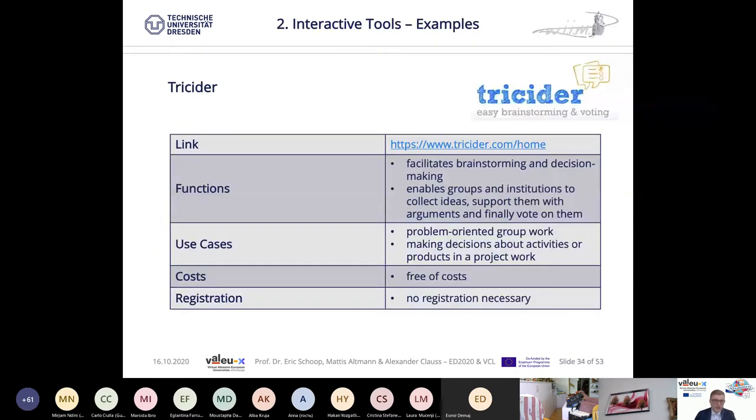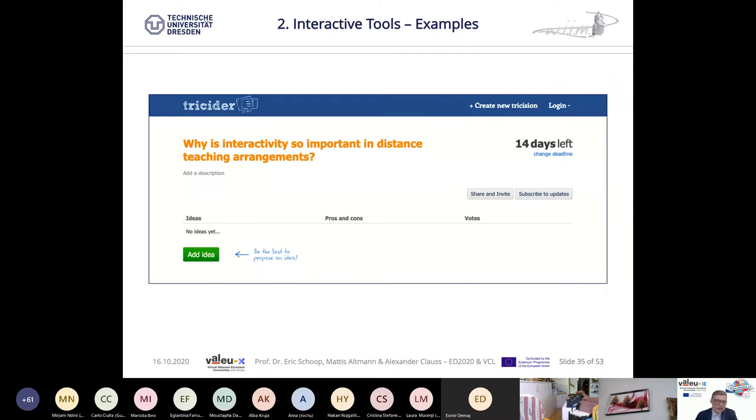The first tool I want to present you is Tricider. So Tricider is a really, really easy tool. We would recommend Tricider to facilitate brainstorming and decision making. Yeah, it enables groups and institutions to collect ideas, support them with arguments, and finally vote on them. And use cases could be problem-oriented group work, making decisions about activities or products in a project work. It's free of cost, and no registration is necessary. We will try it out later. Here's a short glimpse on the Tricider question. We will maybe investigate later.